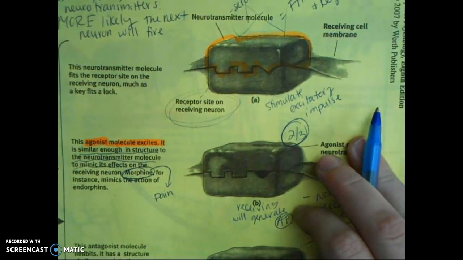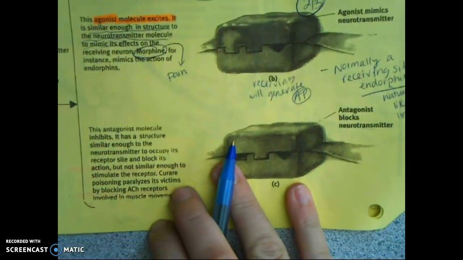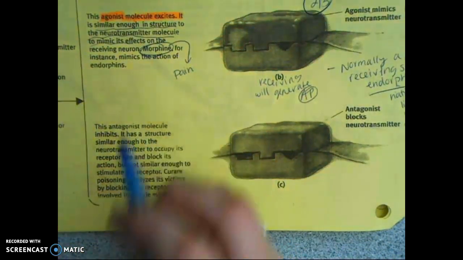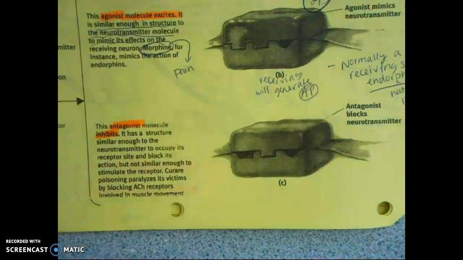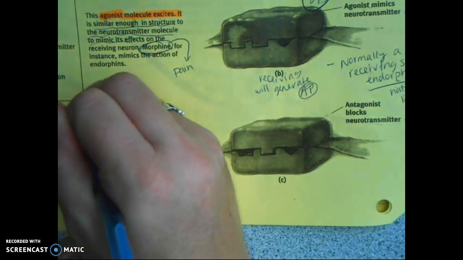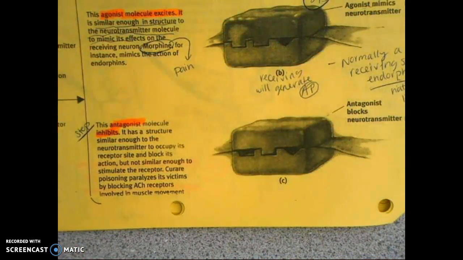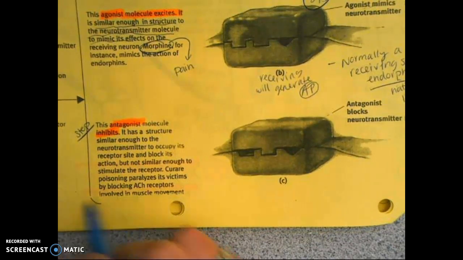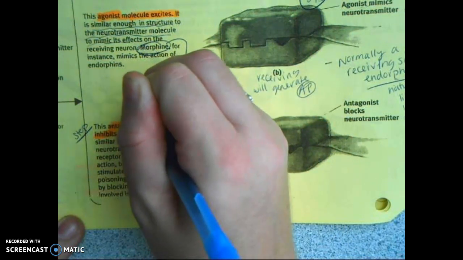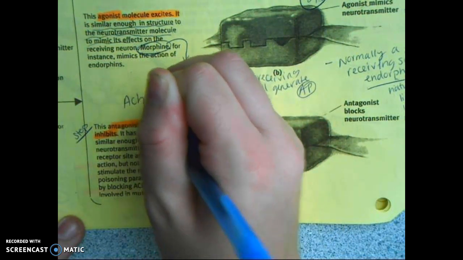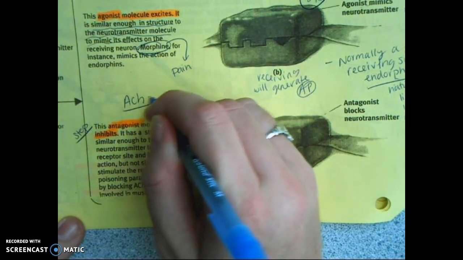Okay, so that's agonist. Let's move down to the bottom to talk about an antagonist. The idea for an antagonist is that it inhibits, referring to it's stopping. Something it's inhibiting, it's stopping. And so one of the things we can talk about in terms of an inhibitor is we can review ACH. ACH is acetylcholine, a neurotransmitter involved in movement.